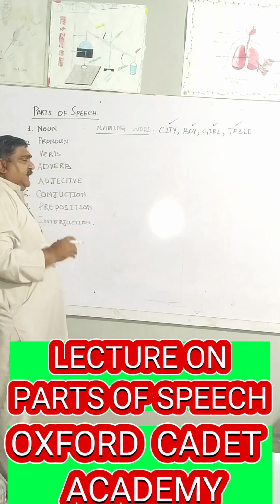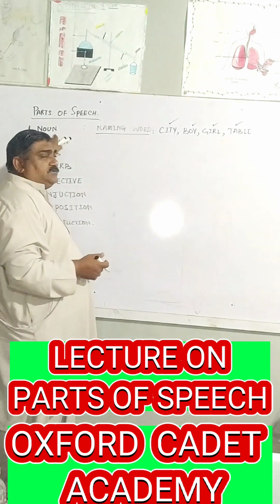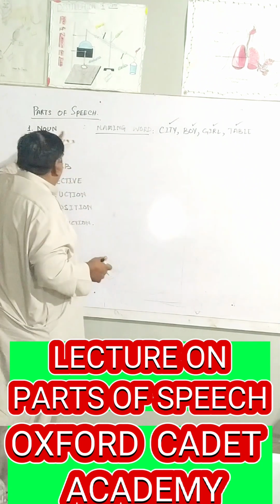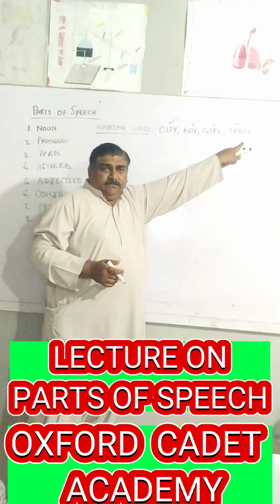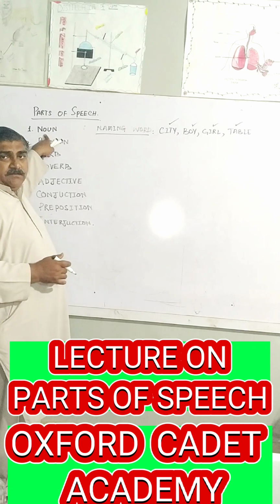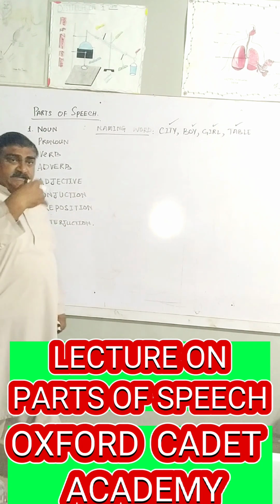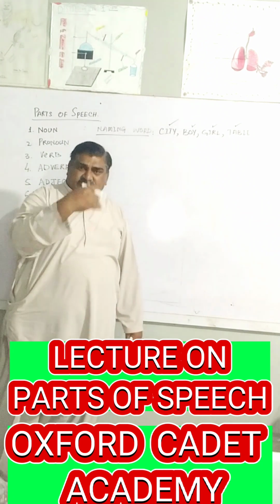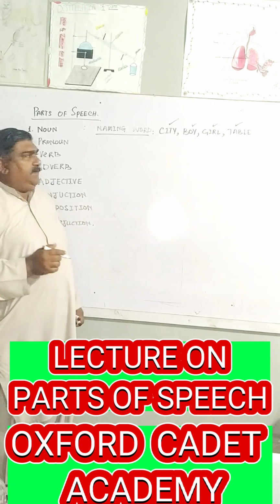When you name any place like city, it means you are talking about noun. If you name some person, boy or girl, it means you are talking about noun. If you name any object, like chair, table, anything else, yes sir, you are talking about noun. So noun has further many kinds, many types. Proper noun and common noun is the major type, right? Yes, sir.